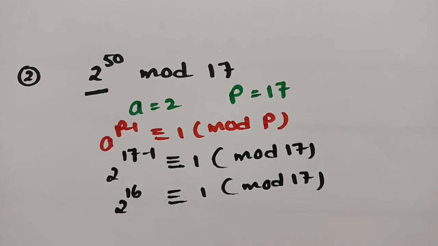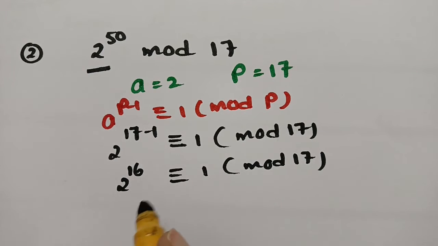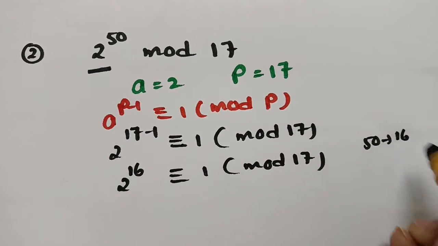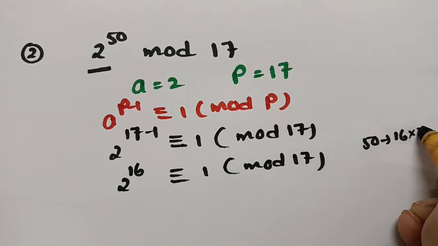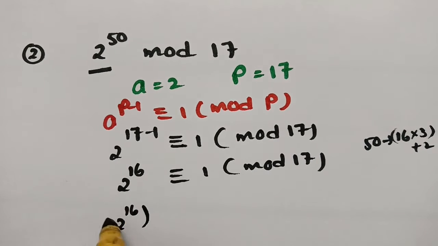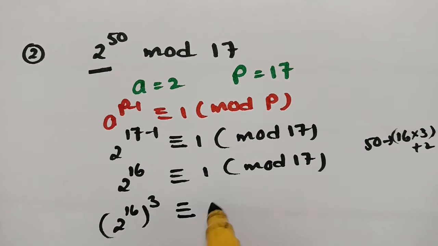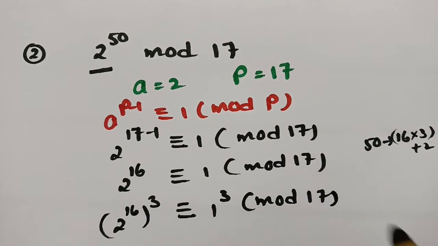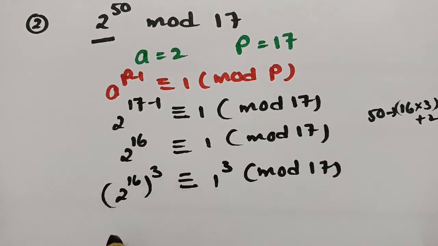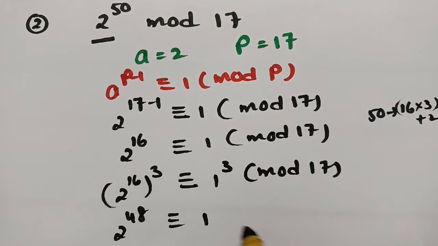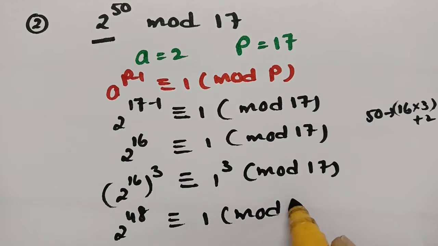So in order to raise to 50, what do we have to do? 50 can be obtained in terms of 16 as 16 into 3, 48, plus 2. Clear? So I am raising this power 2 three times, so cubing on both sides. This is 1 cube modulo 17. So this will be 2 power 48 congruent to 1 cube, which is 1, modulo 17.